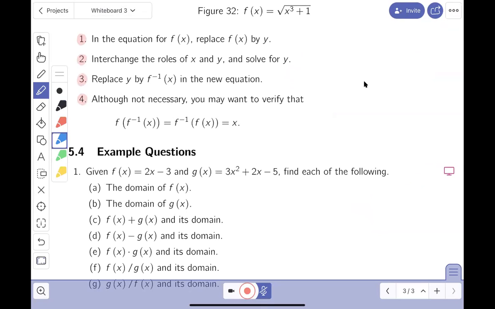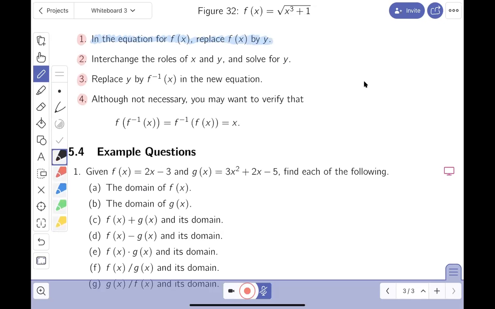And again, it's so important that we need to know domain and range for this as well. That's specified in the prior page. But the first thing you're going to do is, in the equation for f of x, replace f of x by y. And yes, we'll go through examples. So when you see the equation for f of x, all you have to do now is replace f of x by y.